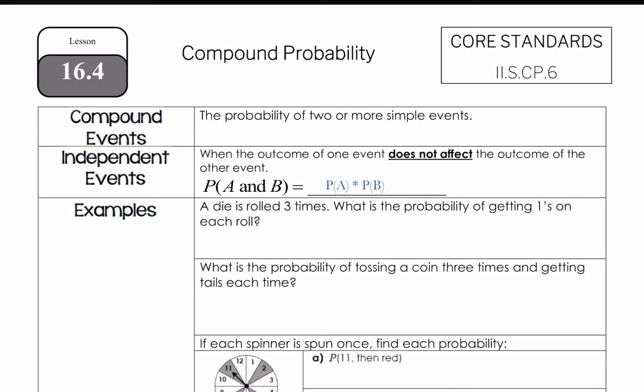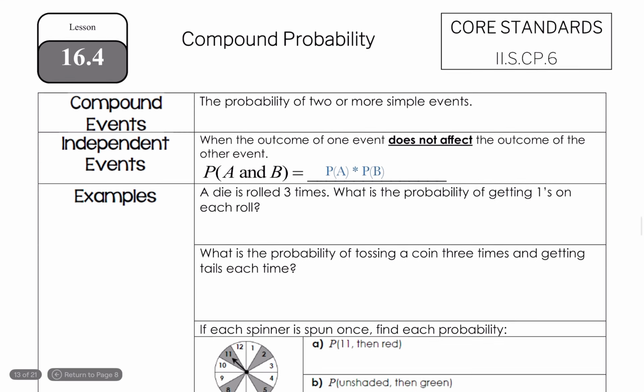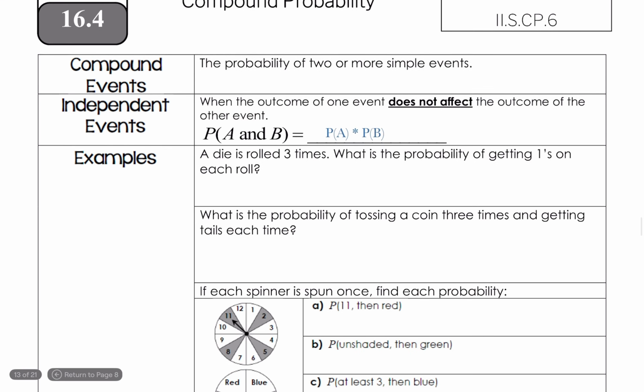Okay. So looking at some examples, it says a die is rolled 3 times. What is the probability of getting 1s on each roll? Well, these are independent because what I get on the first die roll has no effect on what I get on the second die roll. They're independent from each other.